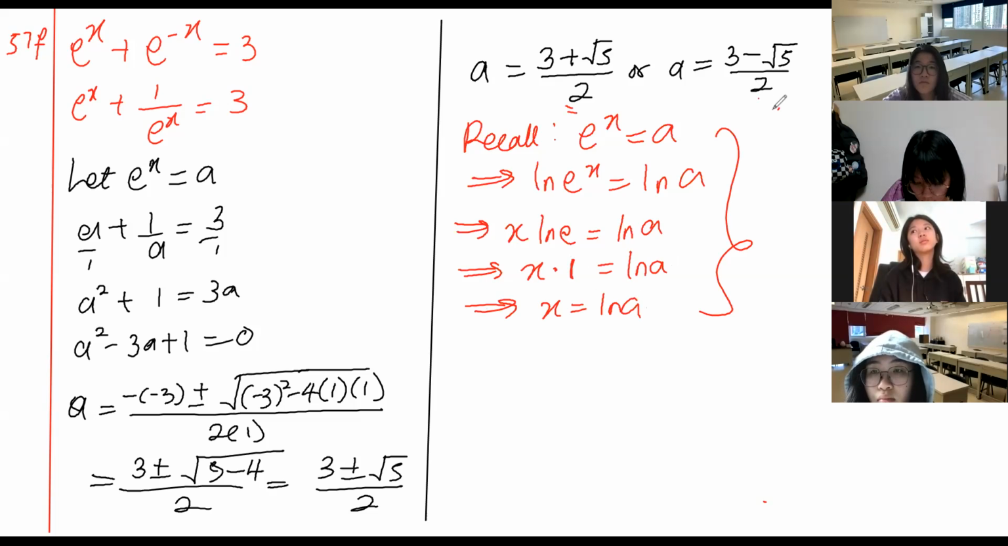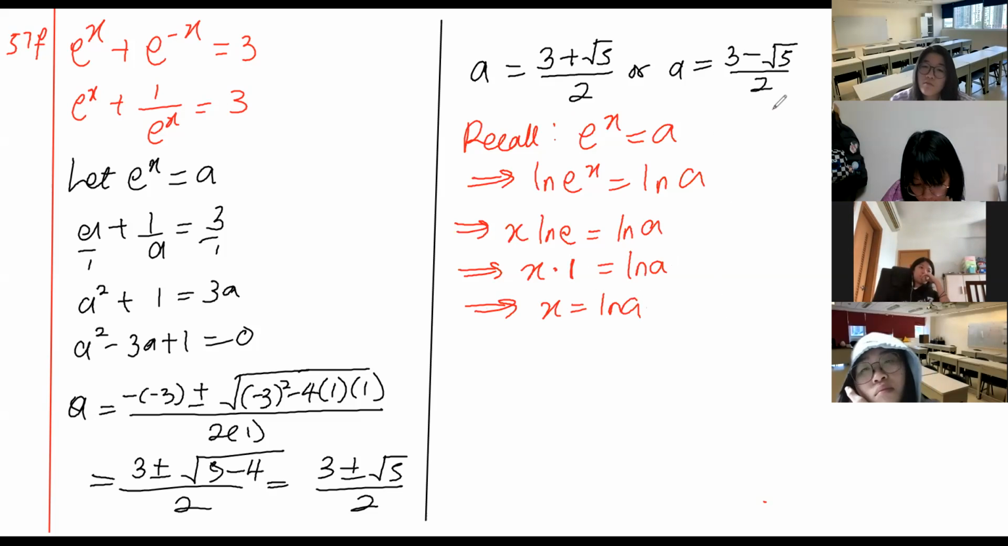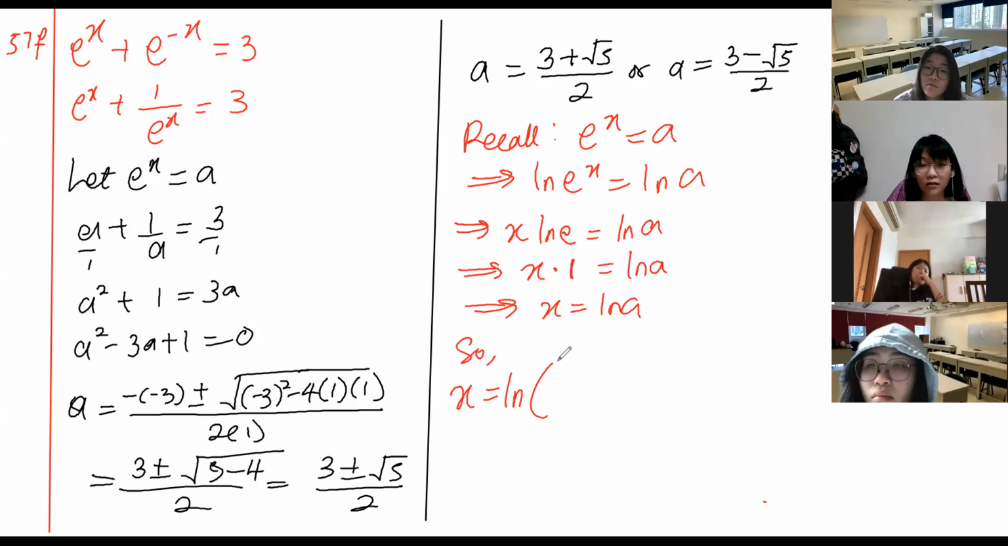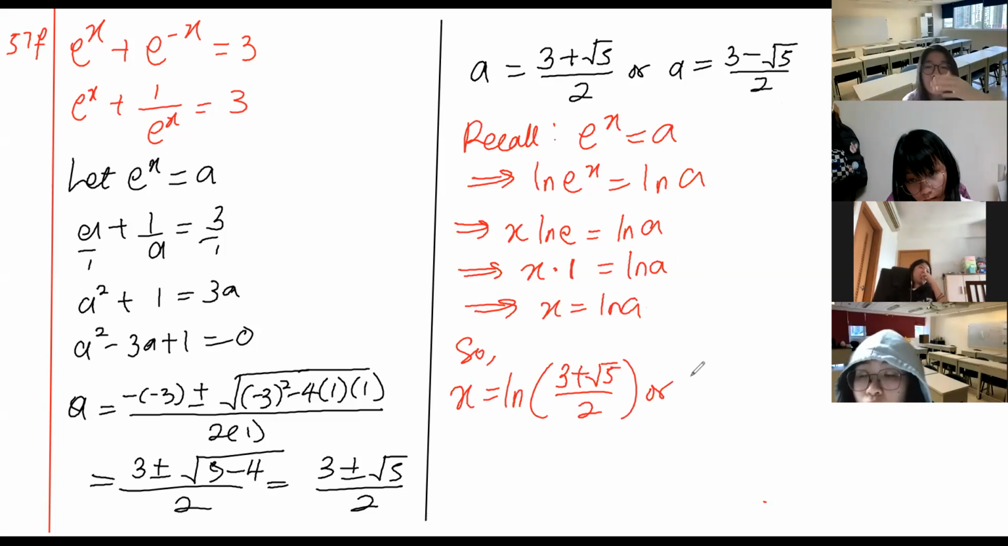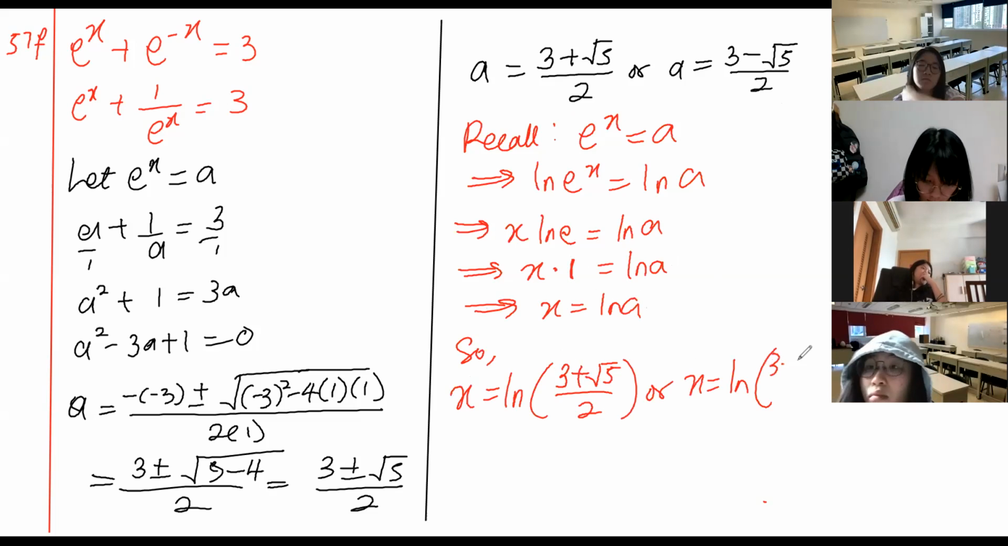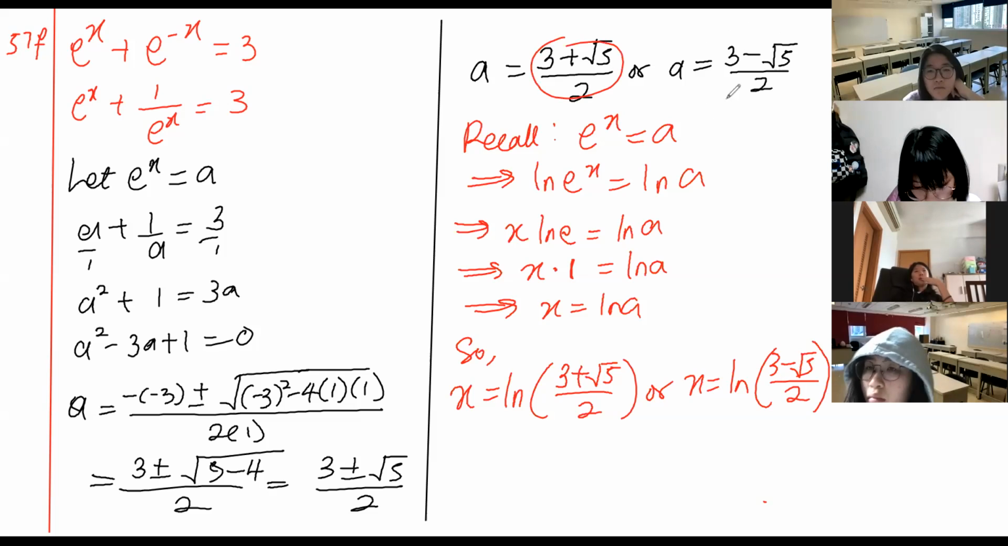Does that make sense? So now that I've established this, for each value, x will be ln of (3 plus root 5)/2, or x is ln of (3 minus root 5)/2. Can you see that? Imagine if you put e raised to the power x equals this, or e raised to the power x equals that, then you have to do this calculation twice. So that's why I did it first for a general a, then I can just substitute.